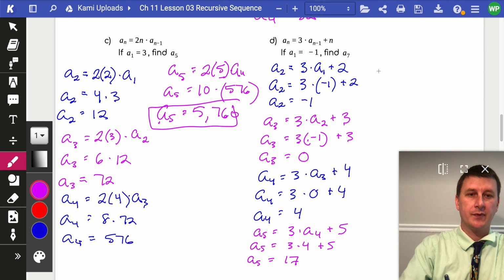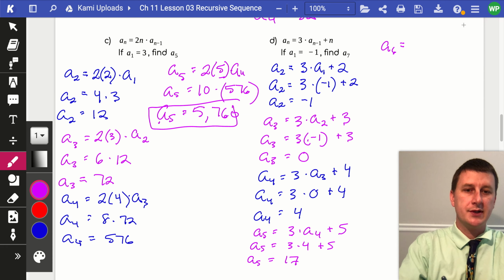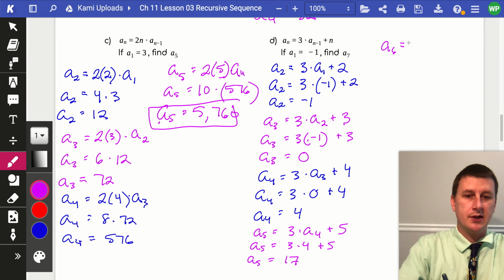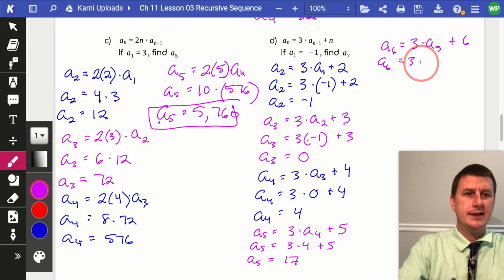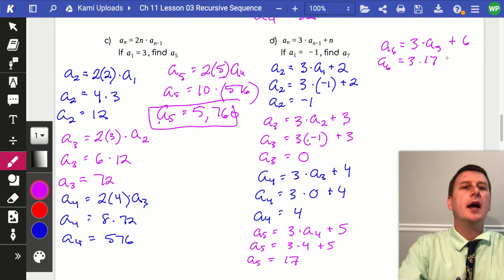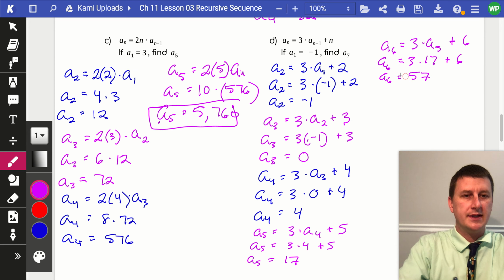2 more. So we're going to go up here. We're going to do a sub 6. Lots of work for a recursive sequence. A sub 6 is going to be 3 times a sub 6 minus 1, which is a sub 5, plus n, which is now 6, because we're looking for our sixth term. A sub 6 will be 3 times our fifth term we saw was 17, plus 6. And this is going to give us a sixth term of 51 plus 6, which is 57.